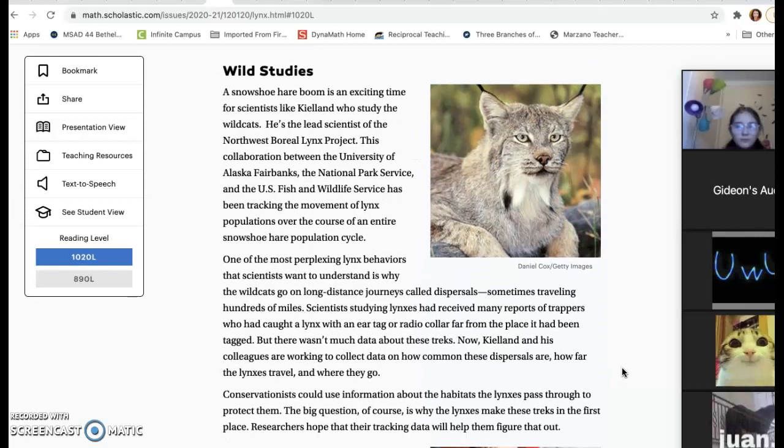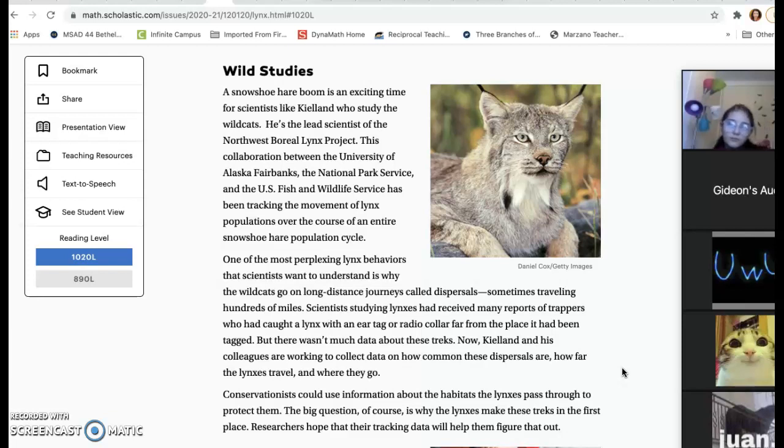Wild studies. A snowshoe hare boom is an exciting time for scientists like Keeland who study the wildcats. He's the lead scientist of the Northwest Boreal Lynx Project. This collaboration between the University of Alaska Fairbanks, the National Park Service, and the U.S. Fish and Wildlife Service has been tracking the movement of lynx populations over the course of an entire snowshoe hare population cycle. One of the most perplexing lynx behaviors that scientists want to understand is why the wildcats go on long-distance journeys called dispersals, sometimes traveling hundreds of miles.